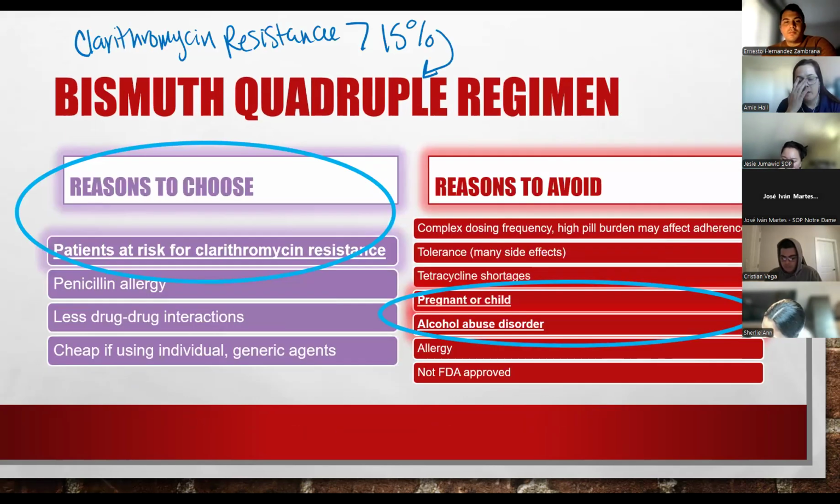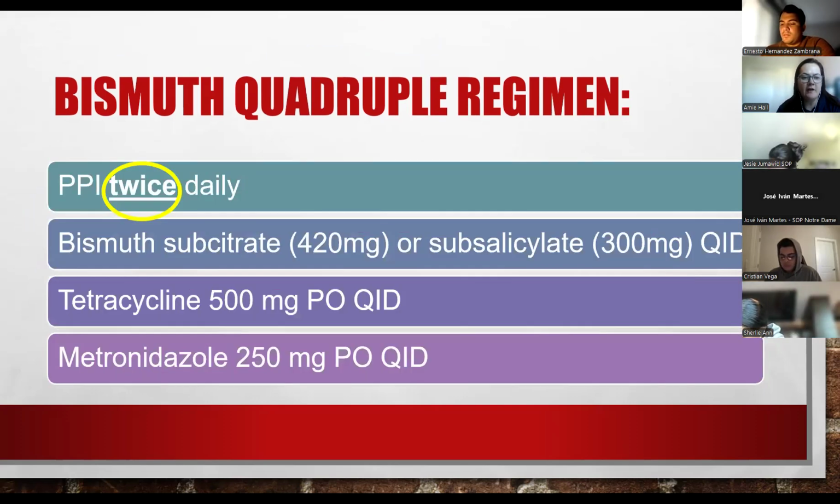All right. This is not FDA approved, but it has been shown to be as effective as triple therapy and concomitant therapy. So it is recommended in the guidelines as one of the first line agents. If there's a tetracycline shortage, we cannot substitute doxycycline. It has to be tetracycline, y'all. Doxycycline, I think, is the only other tetracycline that's coming to my brain right now. Oh, minocycline. We can't substitute minocycline. It has to be tetracycline.